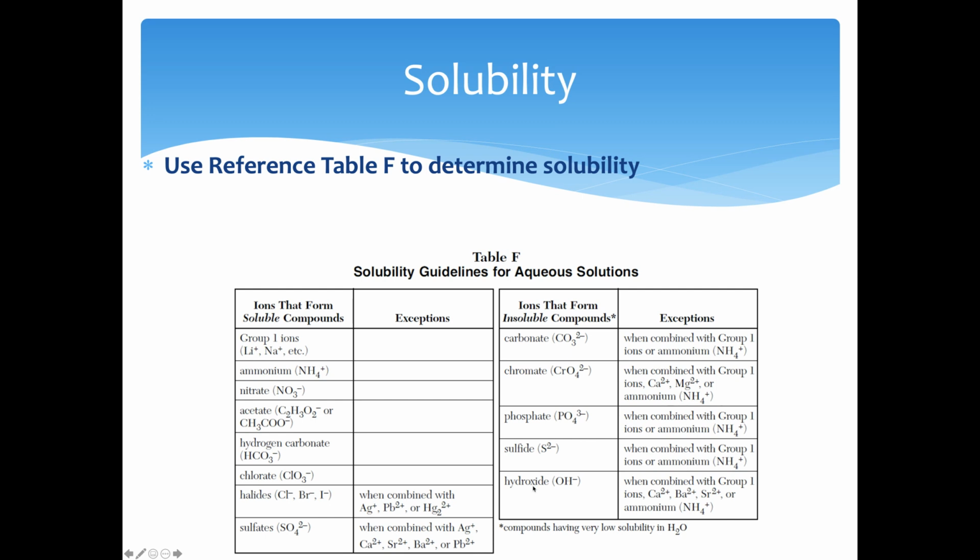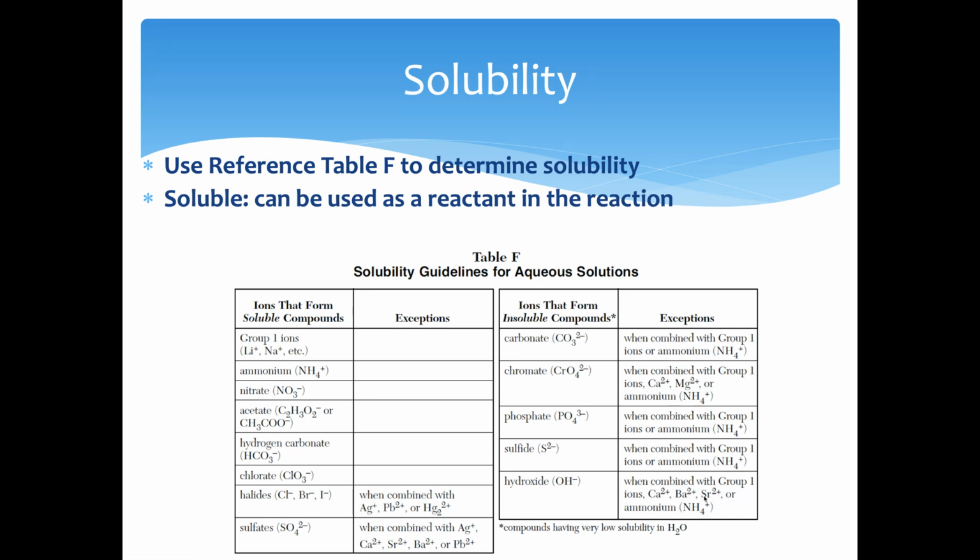Hydroxide has even more exceptions. Calcium hydroxide, barium hydroxide, and strontium hydroxide will be water soluble to some extent. Most hydroxide compounds won't be. For example, iron(II) hydroxide will not be dissolvable in water because iron is not a group 1 ion and it's not one of these exceptions.